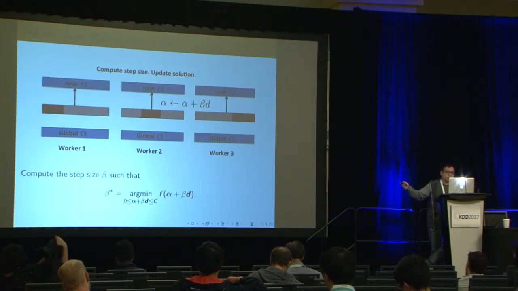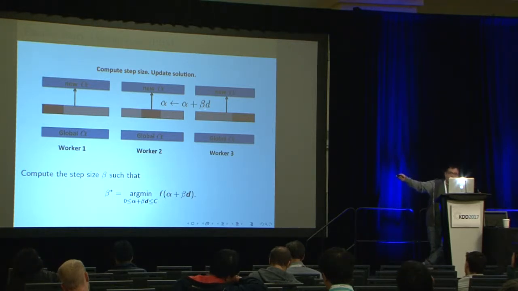So if you directly add D into your solution alpha, then your algorithm will diverge. Later we will discuss the detail. But in this, when we synchronize, we need to add the step size beta and then update our parameter alpha by alpha plus beta D. D is the direction, beta is a scalar, a constant.